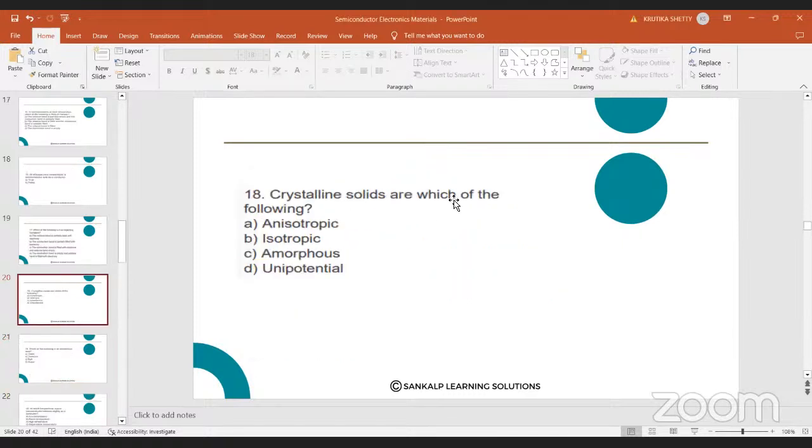Crystalline solids are which of the following? Anisotropic, isotropic, amorphous, unipotential. Crystalline solids are which of the following? I think you study this a little in chemistry. Yes, very good. That is anisotropic. Option A is correct here. Then the next question.